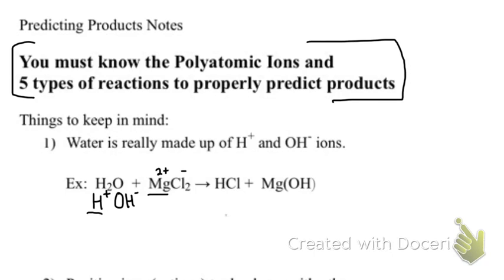Now, this HCl looks pretty good to me, because H is plus 1 and Cl is minus 1, but magnesium is 2 plus, but our OH is just OH minus. So what we need to do is have 2 OHs, so Mg(OH)2.